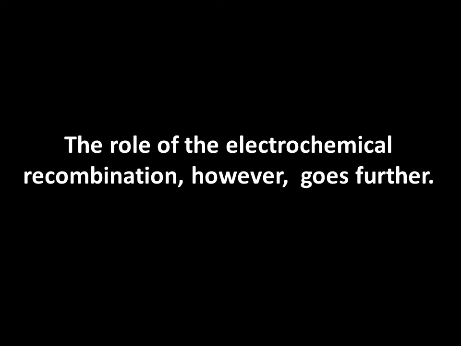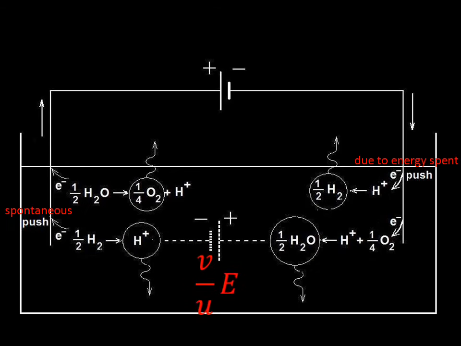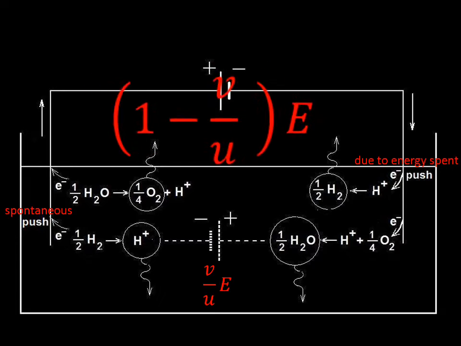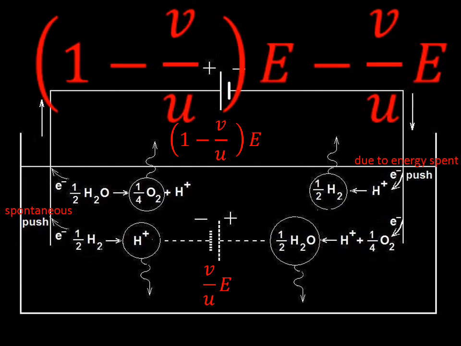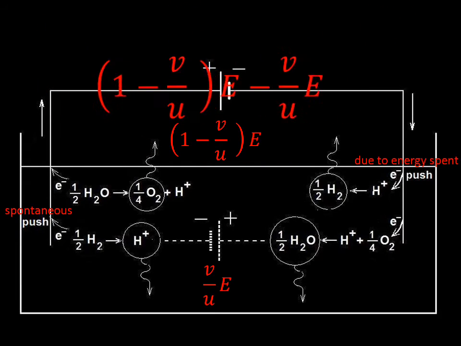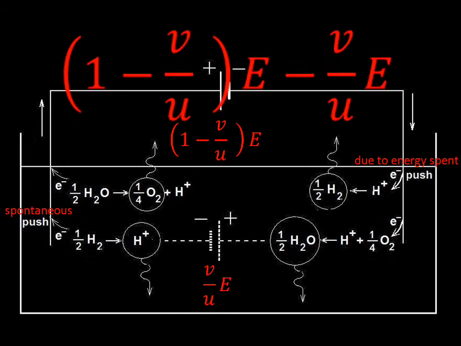The role of the electrochemical recombination, however, goes further. Electrochemical recombination creates an internal energy source in series with the external one. Their voltages are summed up. This saves energy for the external energy source.